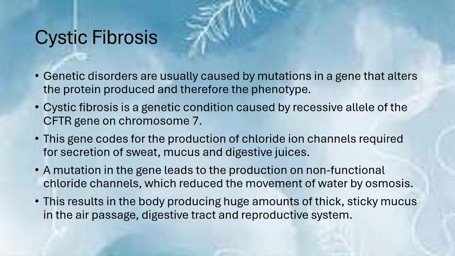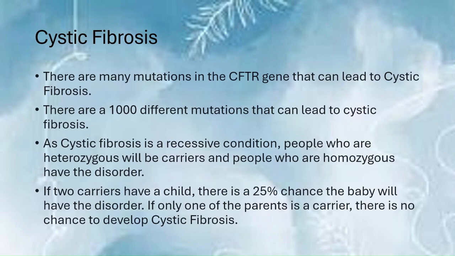This gene codes for the production of chloride ion channels required for secretion of sweat, mucus, and digestive juices. A mutation in the gene leads to the production of non-functional chloride channels, which reduce the movement of water by osmosis. This results in the body producing huge amounts of thick, sticky mucus in the air passage, digestive tract, and reproductive system. There are mutations in the CFTR gene that can lead to cystic fibrosis. In fact, there are 1,000 different mutations that can lead to cystic fibrosis.